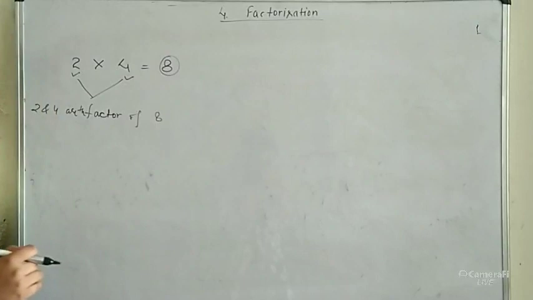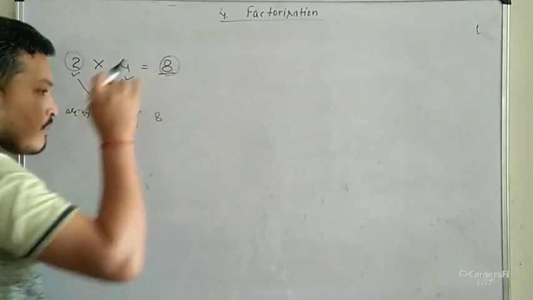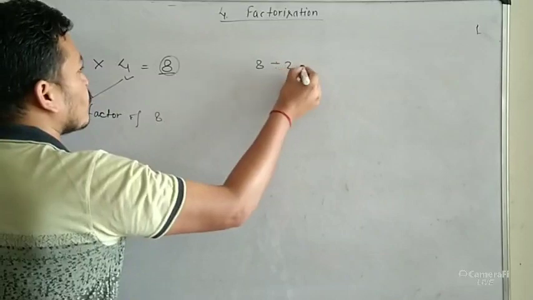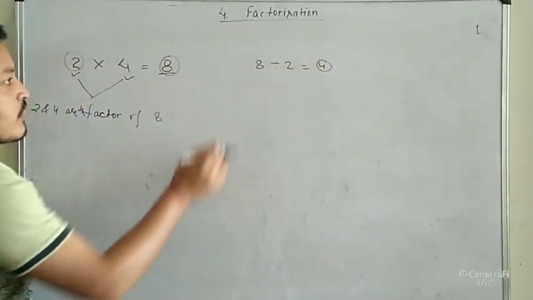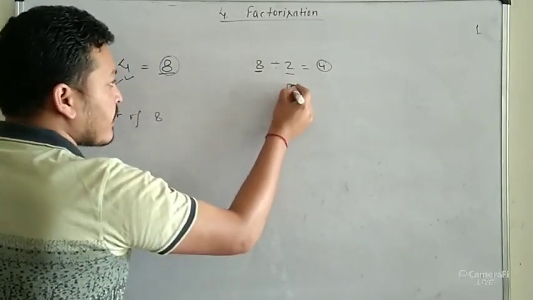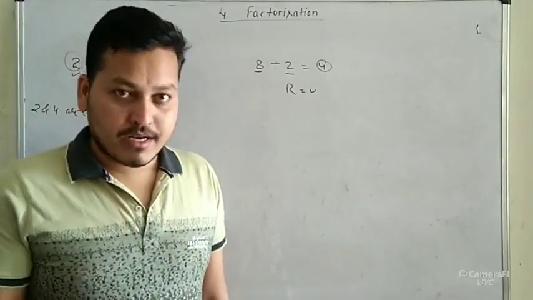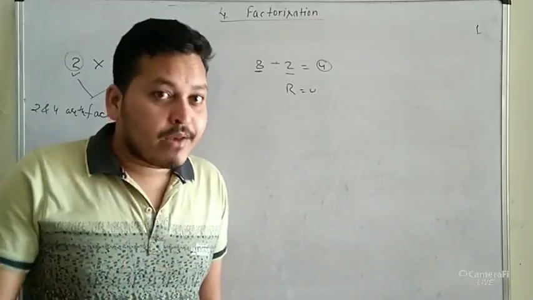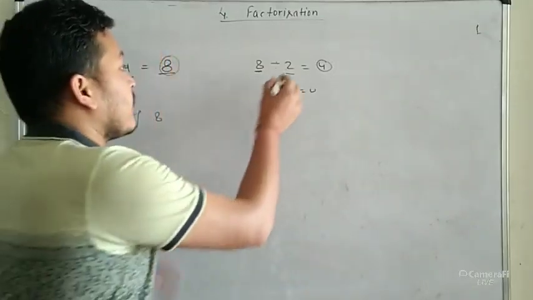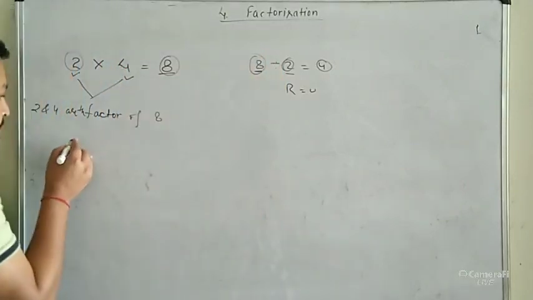What is the definition of a factor? A number, for example 2, which divides the given number completely. When we divide 8 by 2, the quotient is 4 and the remainder is equal to 0. It means if any number divides another given number and we get a remainder of 0, then we can say that the divisor is a factor of 8.